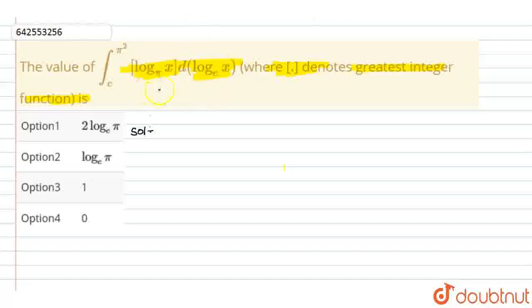So to solve this integration we let log base e x be equal to t. Now we have to change this x in the form of t. From here we get x is equal to, here this base e goes to the RHS, x is equal to e power t. Now we have log base pi x, so we put the value of x in the form of t. We get log base pi e power t.